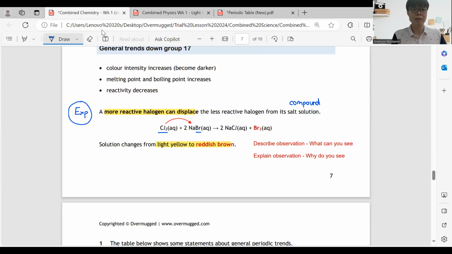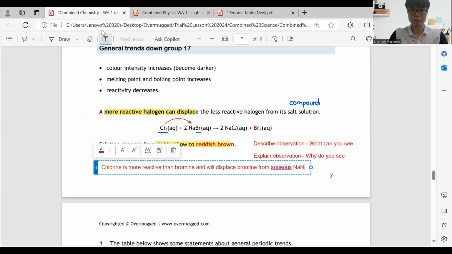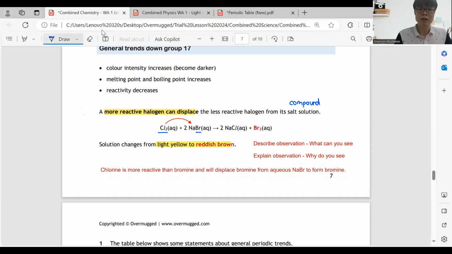Because, okay, I think I write over here a new one. Chlorine is more reactive than bromine and will displace bromine from aqueous sodium bromide to form bromine. That's why you see the color changing to reddish brown, because bromine is reddish brown.